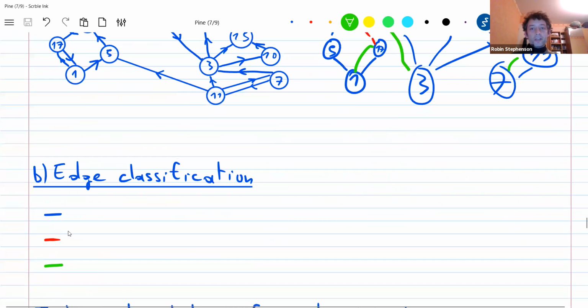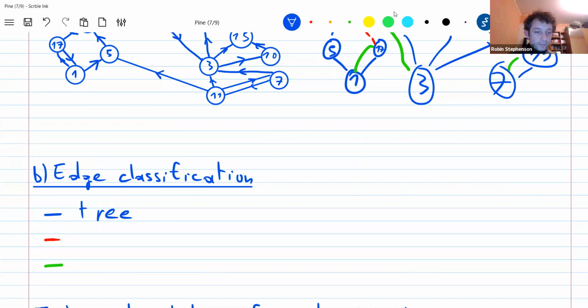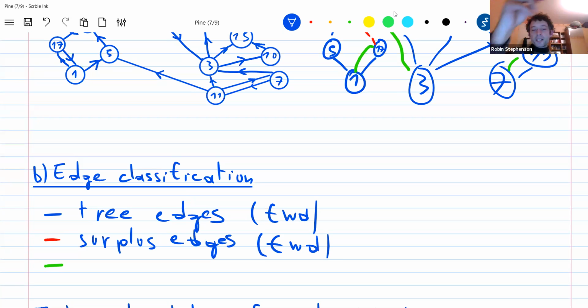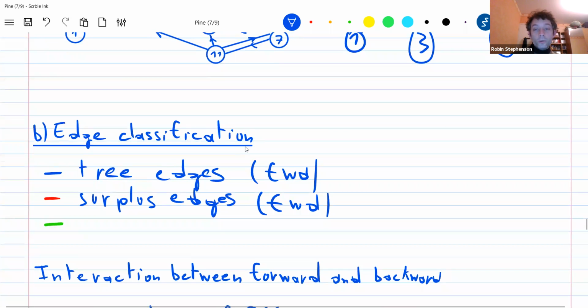And we're going to classify those edges. I'm going to call the blue ones, I don't know, tree edges. The red ones will be called surplus edges. And these 2 categories have the interesting property that they both go forward for the depth first order on the tree, which I did a few times. So as you explore around, climb around the tree like a monkey, then you see that those always go from a previous edge to a newer one.